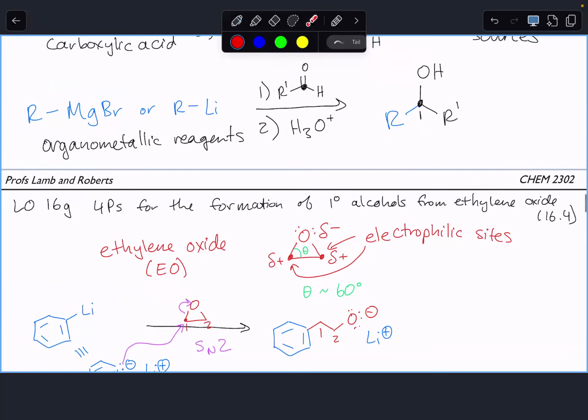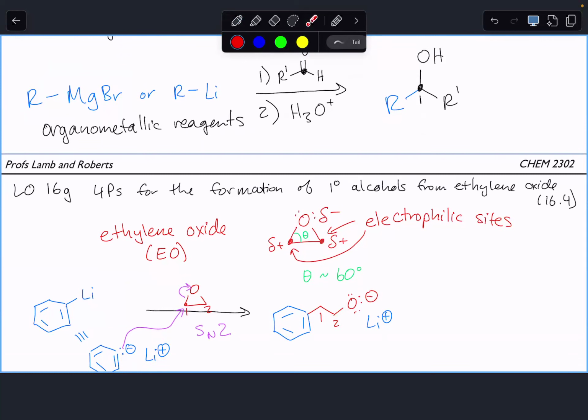Okay, so let's note the difference here. Because we're breaking this oxygen-carbon bond to carbon number 1, the oxygen is still attached to carbon number 2. So the oxygen is attached to carbon number 2, not carbon number 1. Okay, so now we have our alkoxide, the negatively charged oxygen. So to make our alcohol, this is why we need that second step where we add in our acidic workup. And that is just going to grab this proton to make an alcohol.